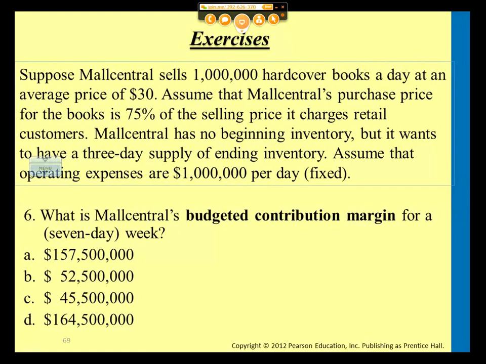Okay. Yes, question? No? All right. So another exercise. Let's look, what is the budgeted contribution margin for that week, which is 7 days, right? So how do we calculate the contribution margin? Sales minus expenses. Okay. So what would the so-called expenses be in this case?